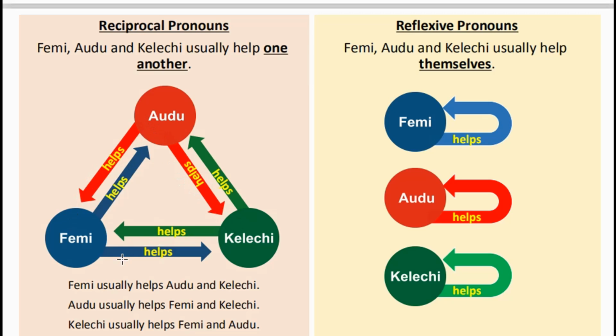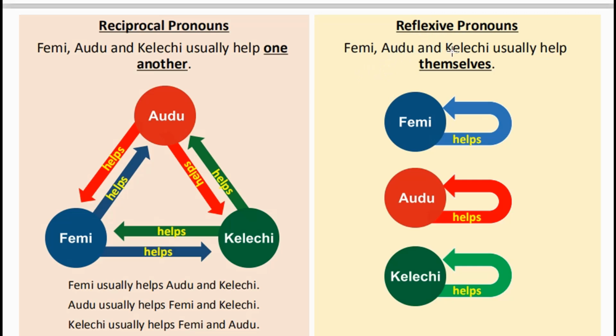Now, let's come to Femi. You see that Femi helps Audu and also helps Kelechi. Now, let's come to Kelechi. You will see that Kelechi helps Femi and also helps Audu. None of them is selfish. Instead, they are helpful to the other. That is reciprocal pronouns.